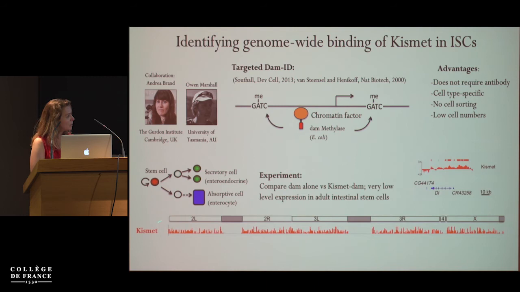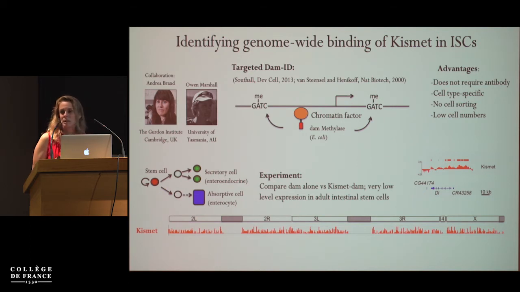And now I'm just showing you what the binding of this looks like across the genome. I'm just going to show you one of the genes that's important in the stem cell, which is the ligand Delta, ligand of the Notch pathway. That's really a stem cell specific gene. And you can see that Kismet is found bound, accumulating at the promoter and in the gene.